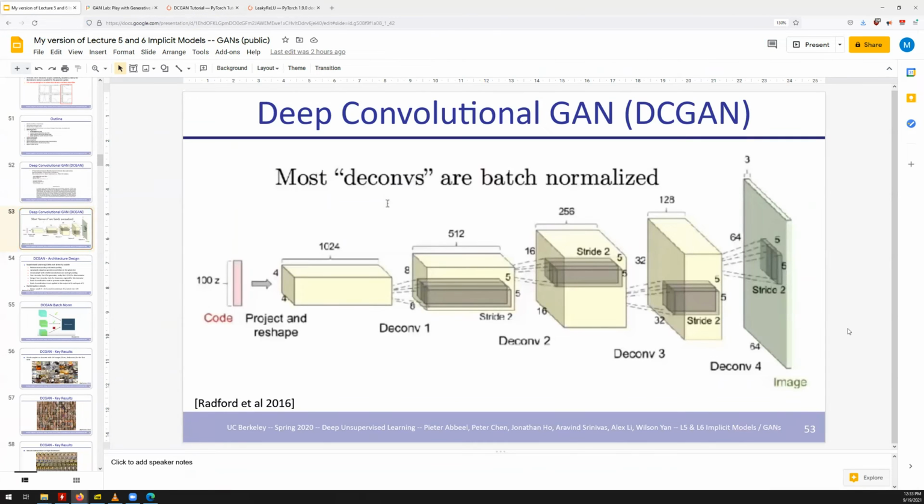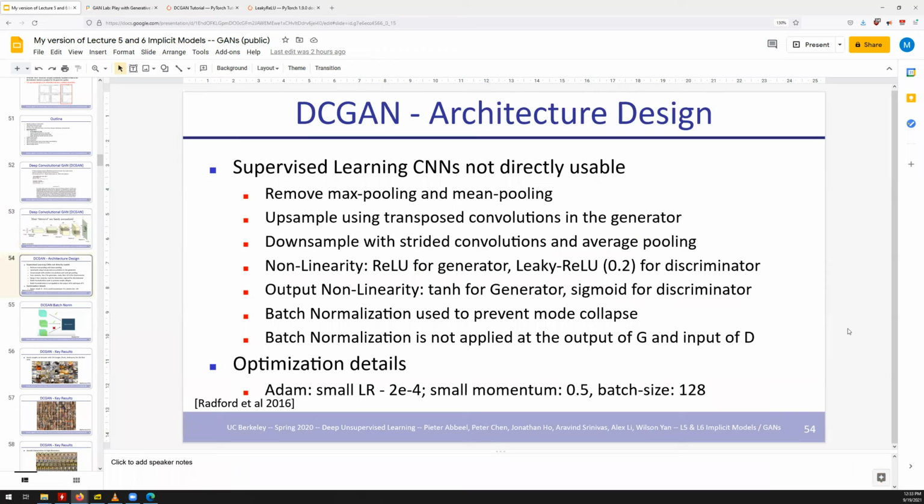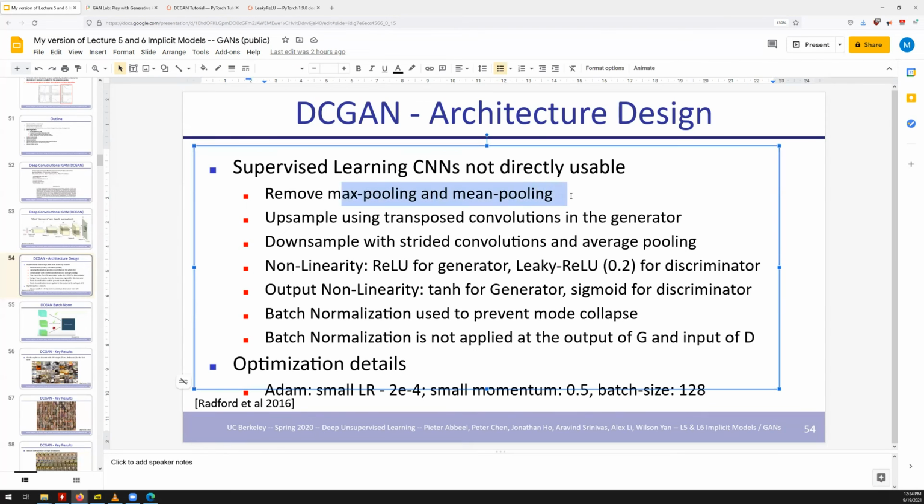Okay. And so there's a list of improved changes. They removed max pooling and mean pooling. Apparently they had it in the original GAN, but it didn't work very well with GANs.